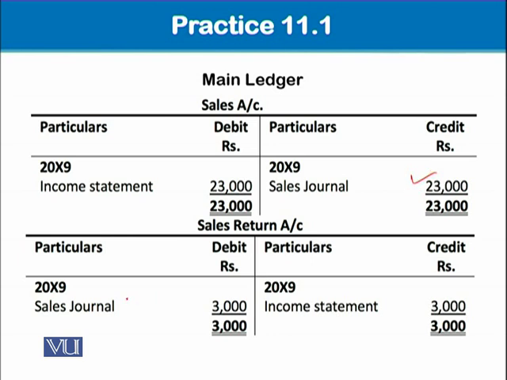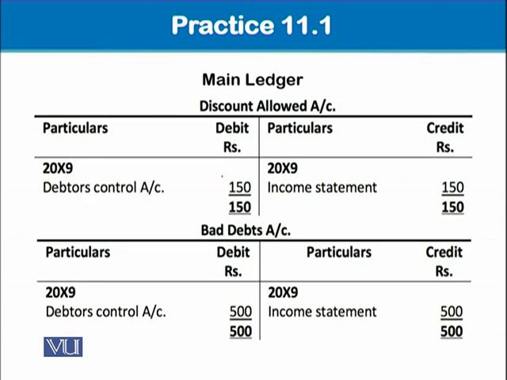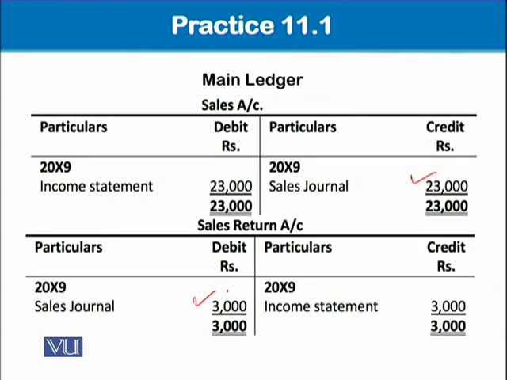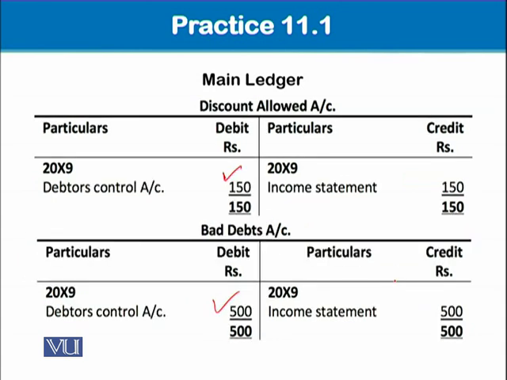For the sales return, the total of the sales return journal, we will be posting it in the debit side of the sales return account. Okay. And in the same way, discount allowed would be debited and bad debts account would be debited with their balances. We are picking these balances from the books of original entry and posting it in their relevant ledger accounts in the main ledger. All right. So their balances, since these are nominal nature of accounts, will be closed to the income statement or profit and loss account.